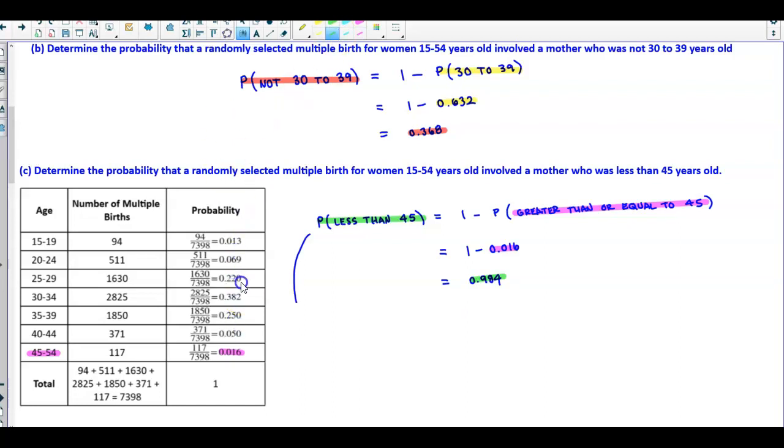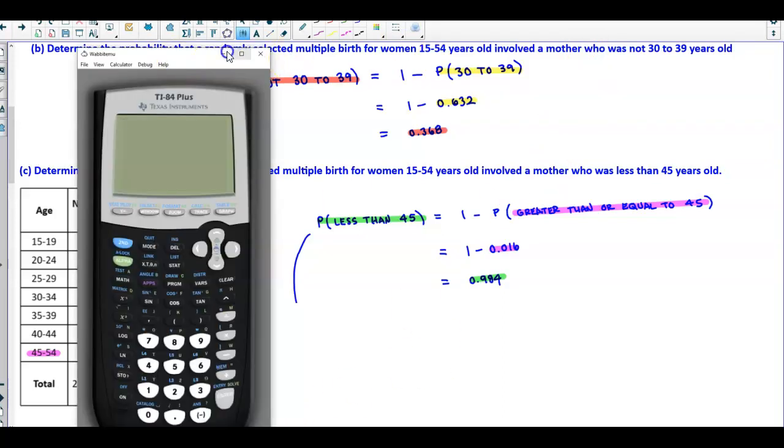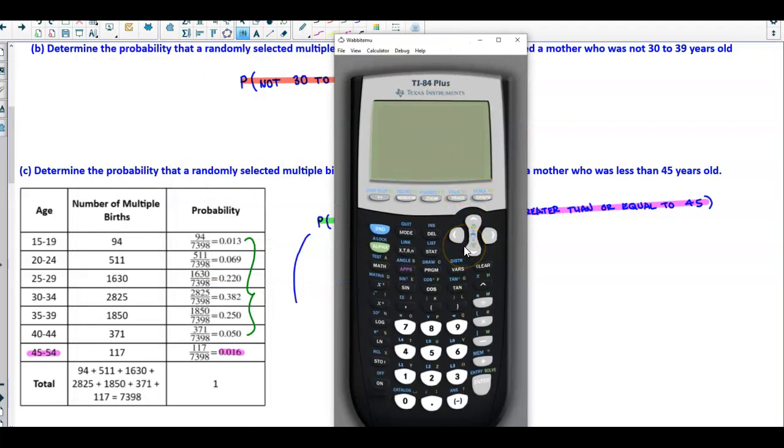That means if we add all these up together on a calculator, let's go ahead and do that. So we're going to add up 0.013 plus 0.013 plus 0.069 plus 0.220 plus 0.382 plus 0.250 plus 0.050, and that should give us 0.984.